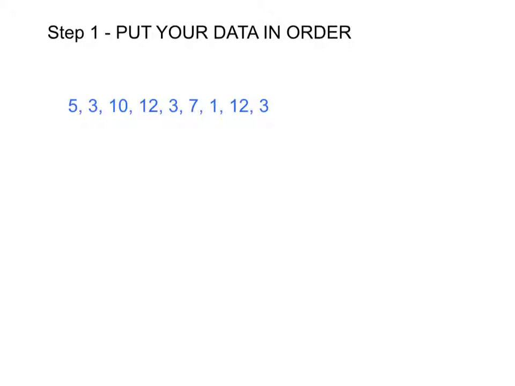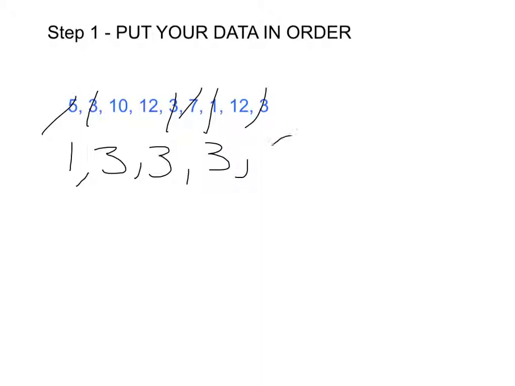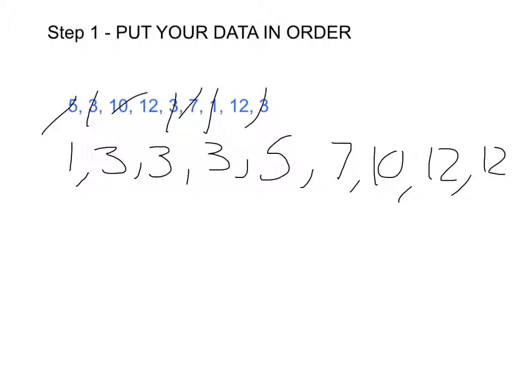Step 1, when we've got a set of data, is always to put the data in order, smallest to largest. So, for example, this example here, I would start with 1. Then I've got 1, 2, 3 threes, 5, 7, 10, 12 and 12.